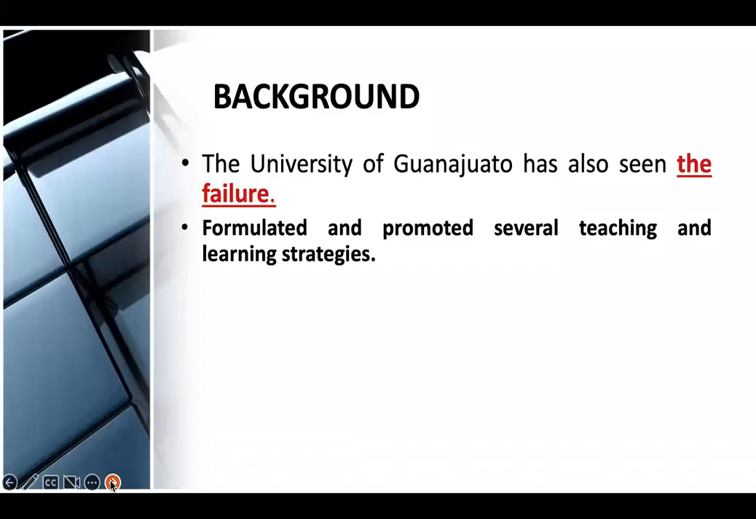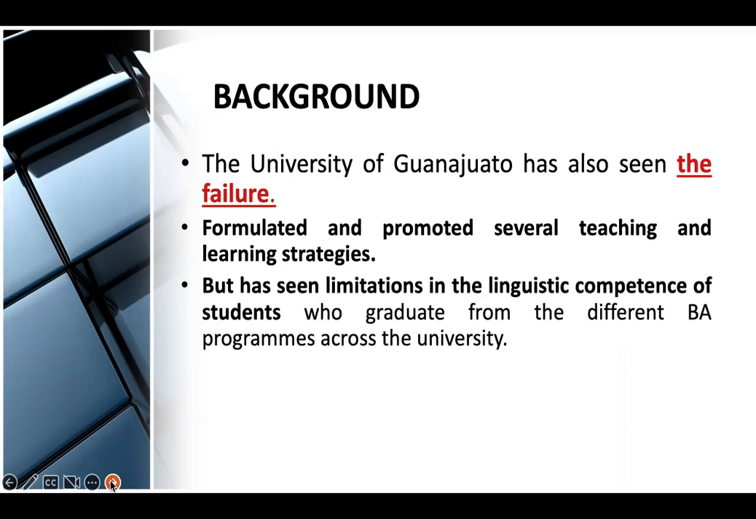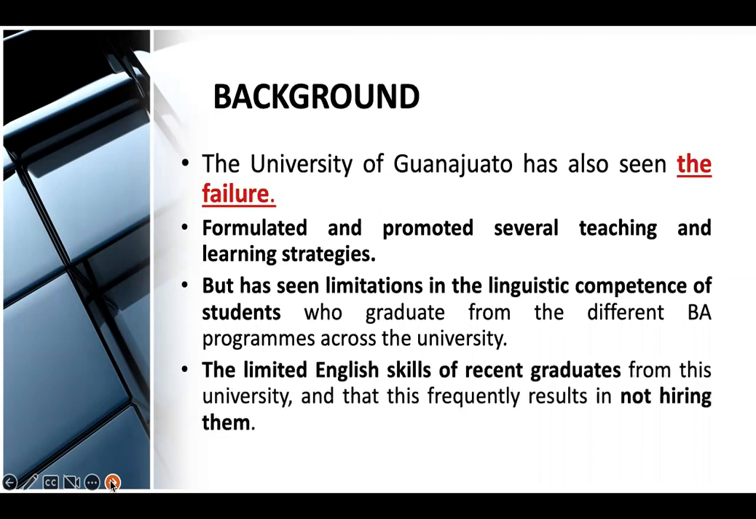Now, just to give you a bit of background, the University of Guanajuato has also seen the failure concerning English teaching and learning. And this institution has formulated and promoted several strategies to enhance English teaching and learning. But this institution has seen limitations in the linguistic competence of students who graduate from the different undergraduate programs. However, employers from local companies have noticed limited English skills of recent graduates. And the problem is that this results in not hiring graduates from this university.